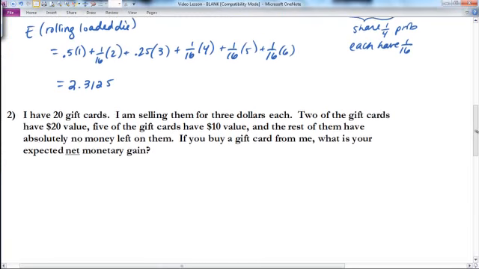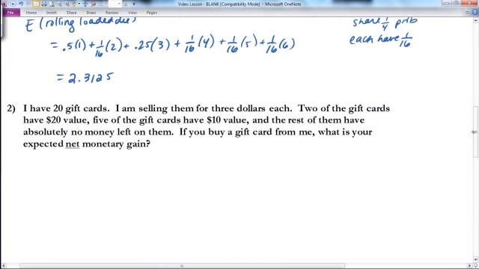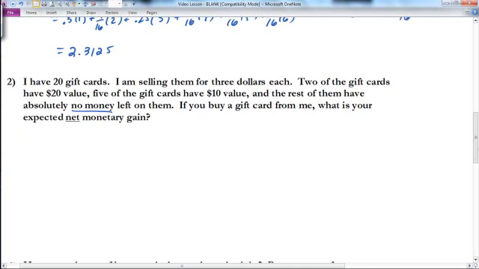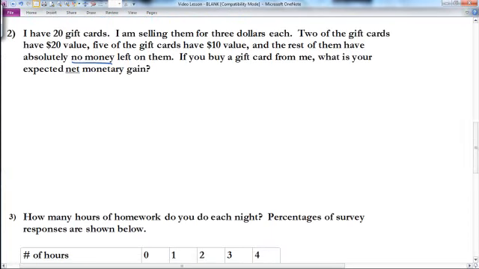The next example that we have deals with gift cards. So I have 20 gift cards and I am selling them for $3 each. 2 of the gift cards have a value of $20, 5 of the gift cards have a value of $10, and the rest of them have no money on them. If you buy a gift card from me, what is your expected net monetary gain?